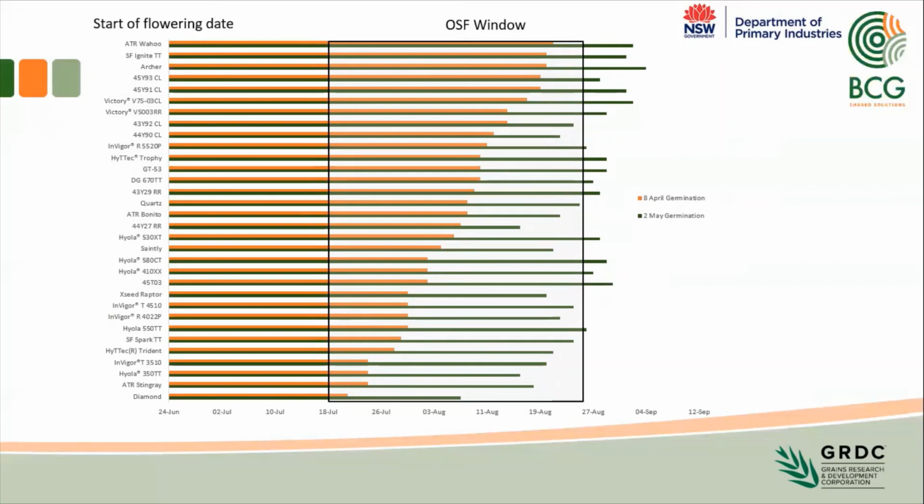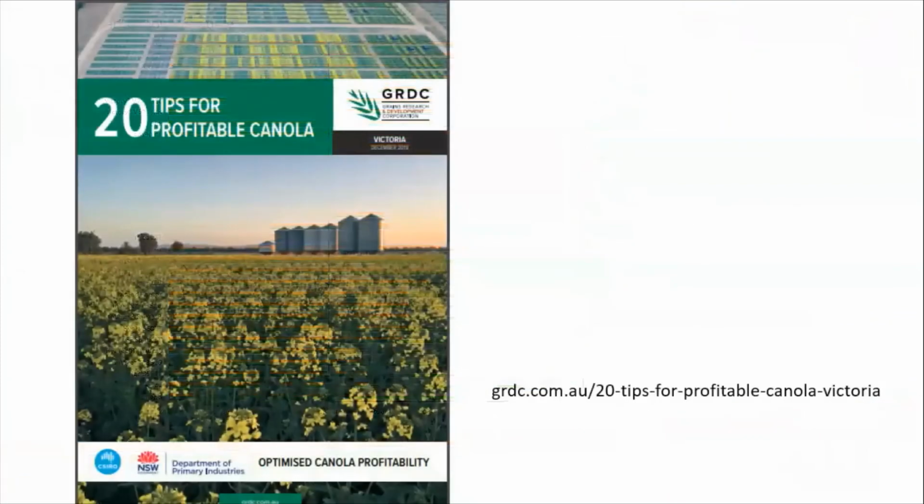Excellent, thank you, Jen. Now, how can we go about finding out some more information? I'll just flick to this next slide here. This is a document that's been produced through the GRDC, called the 20 Tips for Profitable Canola. It's an outcome of the Optimised Canola Profitability Project. It can be found on the GRDC website, and this is the Victorian one. It runs through variety selection, what might be suitable for your region and your farming system, and then looking at potential sowing windows.